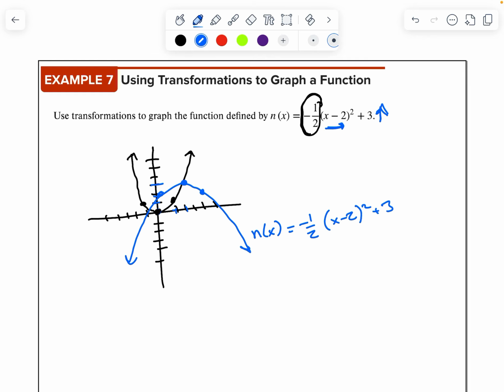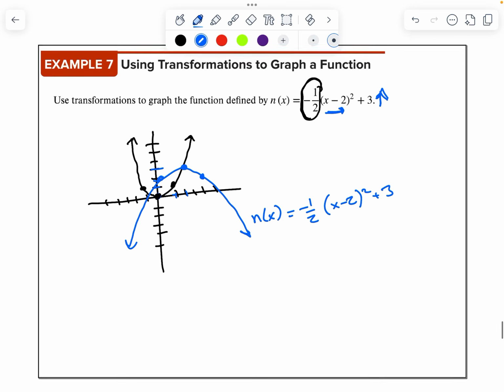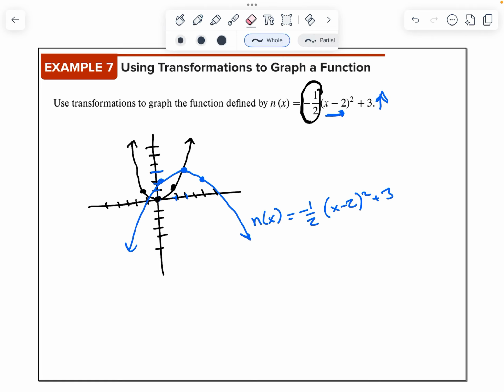All right, let's go back and just analyze this and check it real quick. Was it shifted? Does our graph shift right 2? Yes. Does it shift up 3? Yes, it does. Does it reflect? Yes, it does. It's flipped over upside down. And does it sort of compress itself? Does it unstretch itself? Yes, it does look flattened out. It does look compressed.